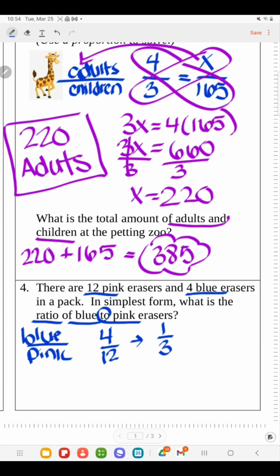This could be written 3 ways. It could be 1 over 3. It could be 1 to 3. Or last way, 1 colon 3. So remember, in multiple choice, any of those is correct for the simplest ratio.